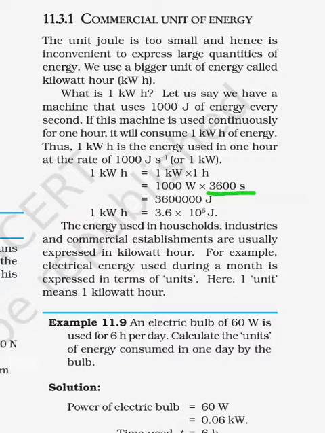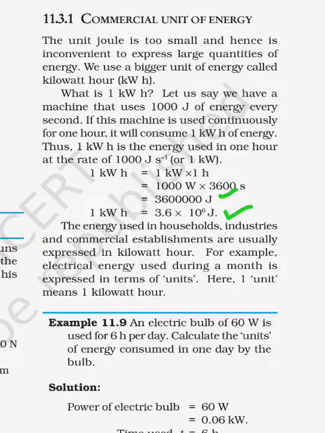And 1 kilowatt means 1000 watt. Now what will we get? We will get 1000 into 3600 is equal to 3600000 watt second. But what is watt second? Ws, watt into second, is nothing but joule. So it will become 3600000 joule, which is equal to 3.6 into 10 to the power 6 joule.